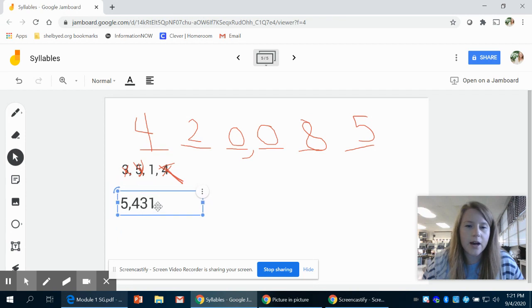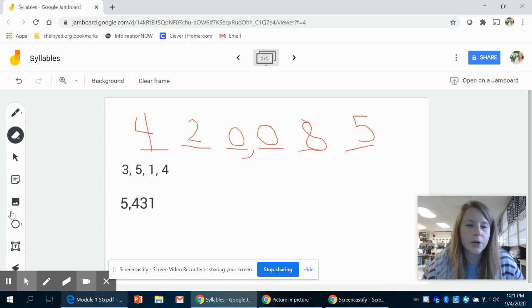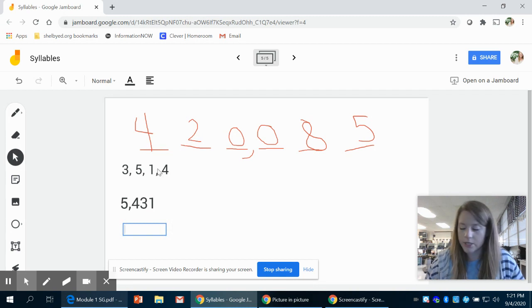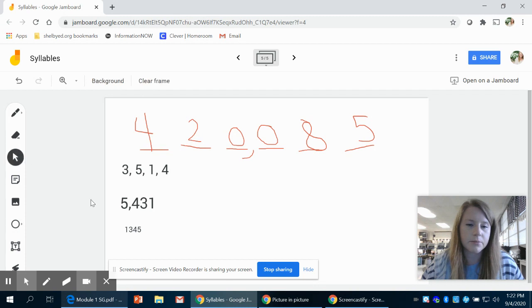Then we got to figure out the smallest number possible. So just like we did the biggest number to the smallest number, we're going to do the smallest to the biggest. So we have 1 is our smallest, 3 is the next one, 4 is the next one, and 5 is the last. So our smallest number possible is 1,345. That one's super simple.